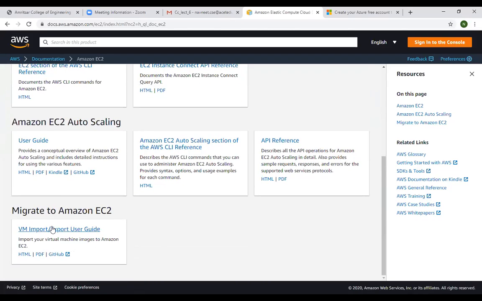This way you can have migrating to Amazon EC2. VM Import/Export means how you can export or import a virtual machine from one server to another. For that they have documentation available for importing and exporting virtual machines. This is all about today's lecture about Amazon Web Services, about multi-tenancy, and the third is APIs. Thank you, students. Thank you very much.